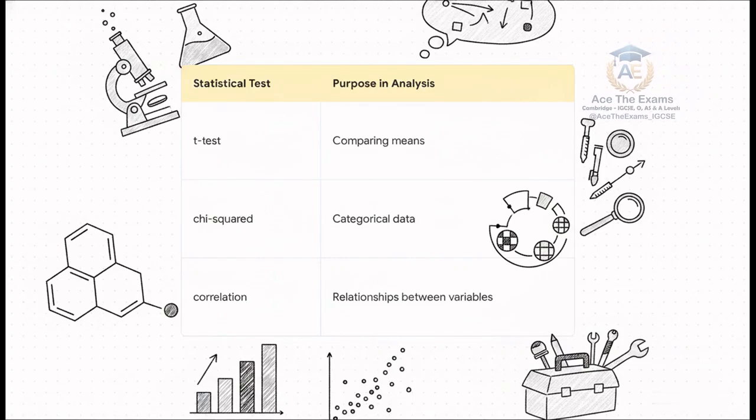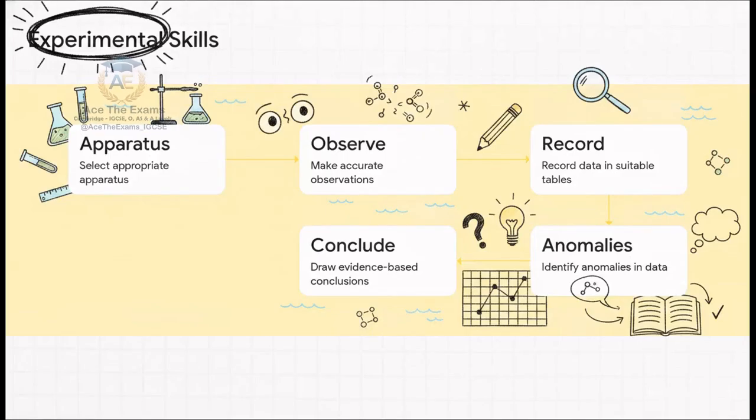You're going to use a t-test if you're comparing means, you'll use chi-squared for categorical data, and you'll go with correlation tests if you're looking at relationships between variables. It's a lifesaver. Furthermore, doing practical work for hydrolysis really develops your experimental skills. And trust me, examiners test these rigorously.